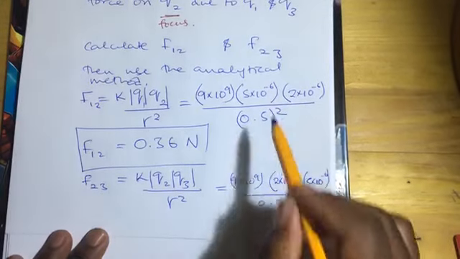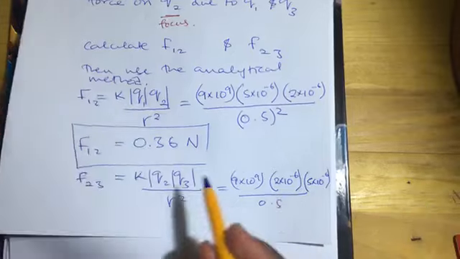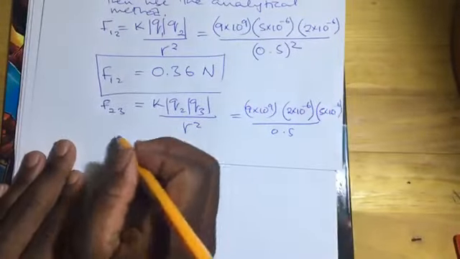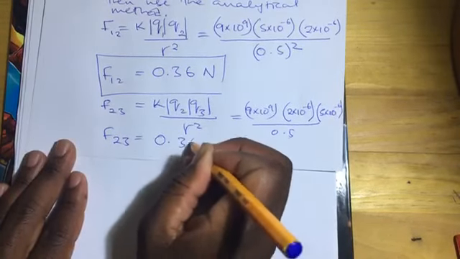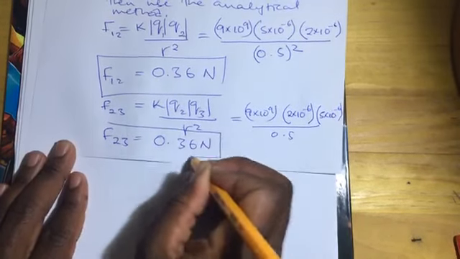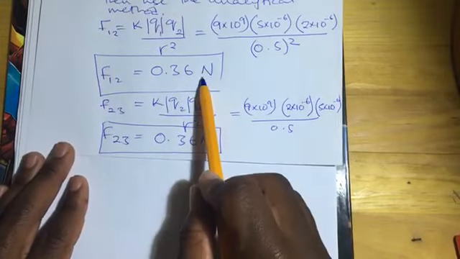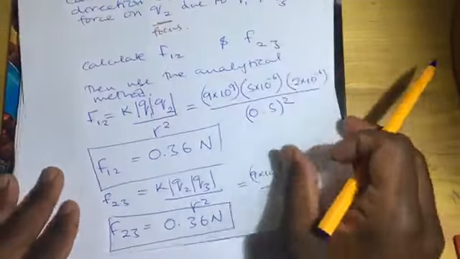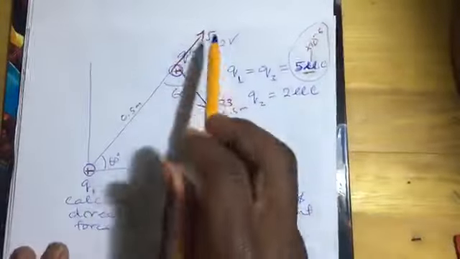If you look at these things properly, you notice that it's the same digits. So basically F23 is also going to be 0.36 newtons. You see that? So we know F12 is 0.36 newtons, F23 is 0.36. Now, they don't want the individual forces. They want the resultant force.